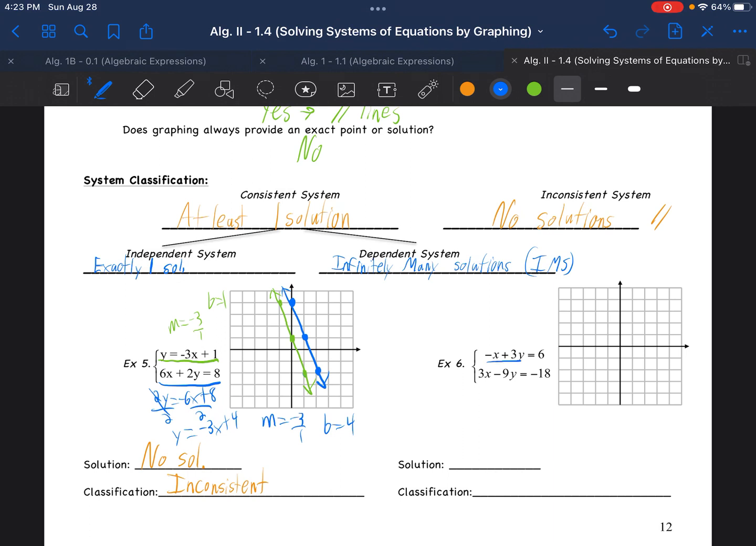-x plus 3y equals 6. Start by solving for y by moving the x. So I'm going to add an x and get 3y equals x plus 6. Divide by 3. Get y equals 1/3 x, because there's secretly a 1 with the x there, plus 2. So my m is 1/3, and my b is 2. So I'm going to go up 2 to start, and then from there, up 1, right 3, or down 1, left 3 to make it go uphill.